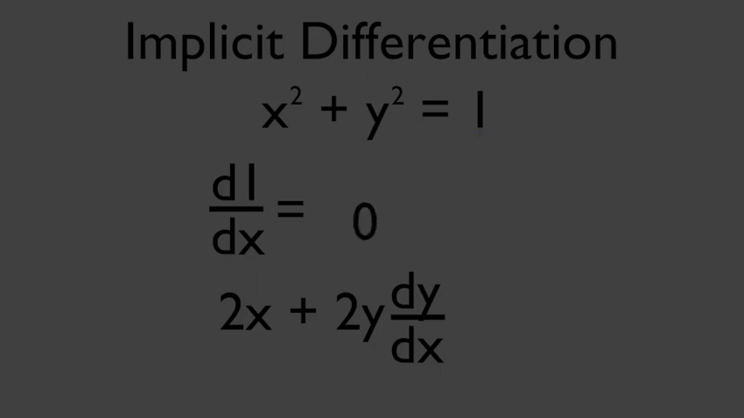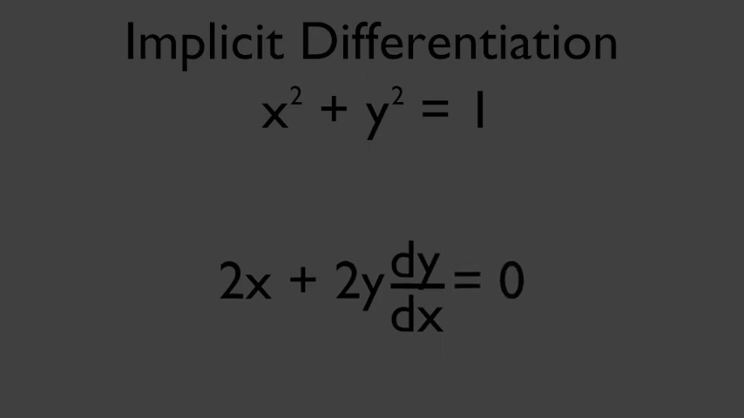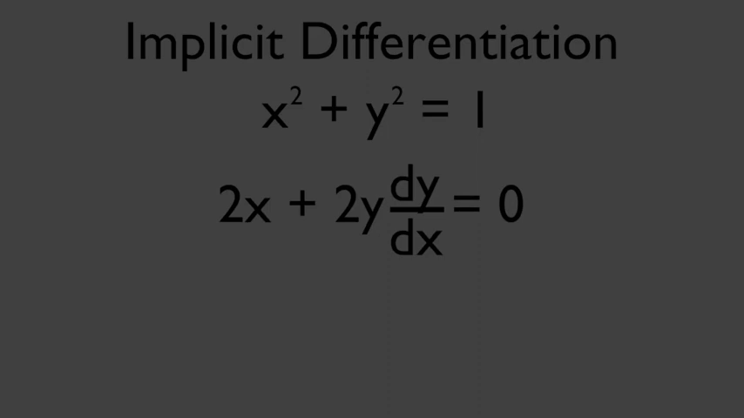Now that we've found the derivatives of all three of our terms, we can go ahead and solve for dy over dx and find what the change in y with respect to x is for this equation. First step is to subtract 2x from both sides of the equation. Then we divide both sides of the equation by 2y. The 2y's on the left side of the equation just cancel each other out, and then on the right side of the equation the 2's cancel each other out, leaving us with dy over dx equals negative x over y.